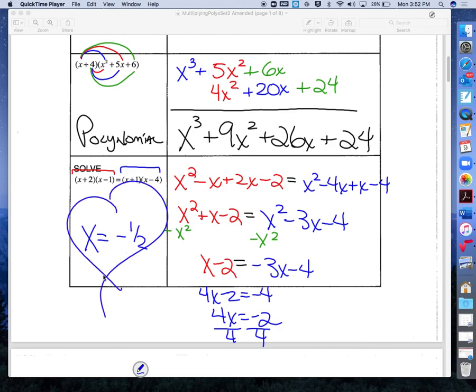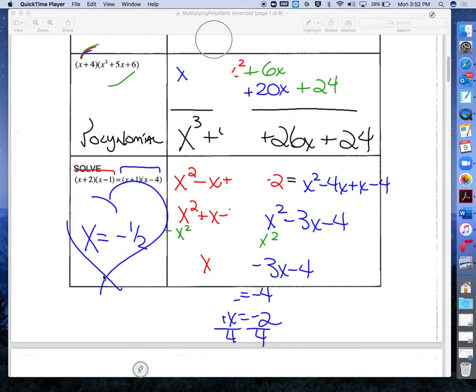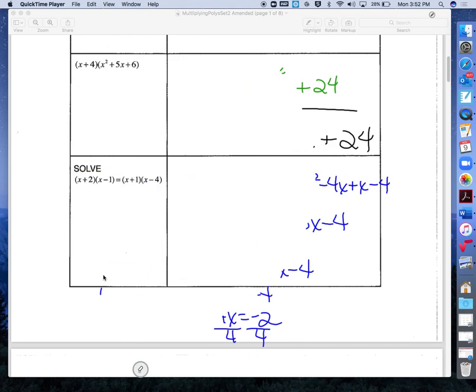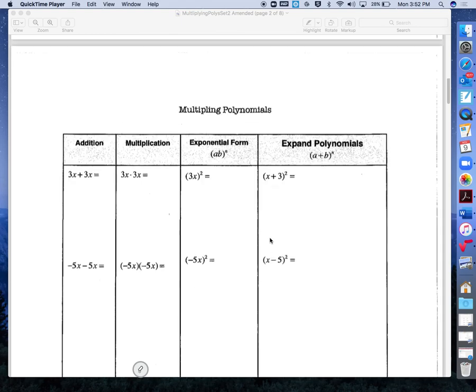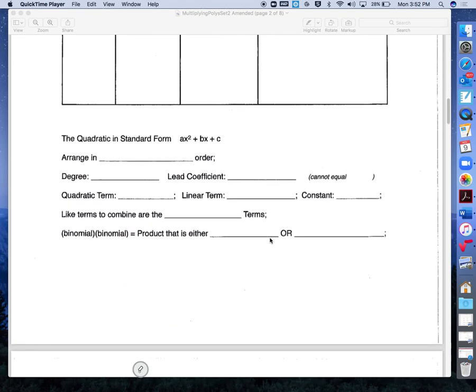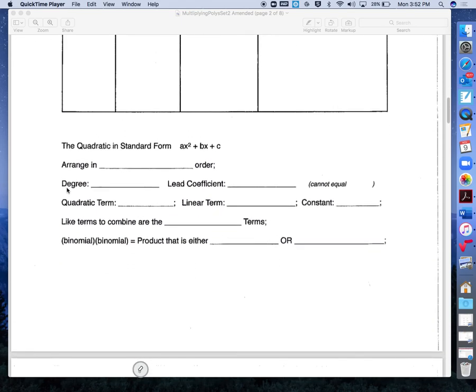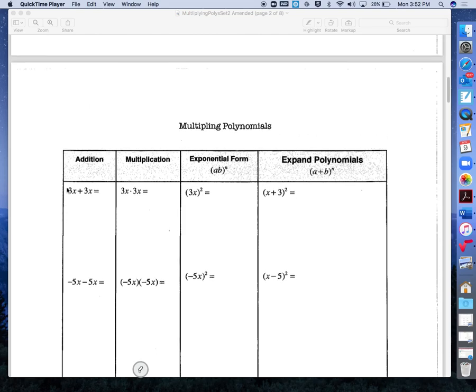Notice that the squared term subtracts out of the problem at this time. The next skill we'll learn is how to solve it when the squared term remains in the problem. And I think that's all that I want to do in this video.